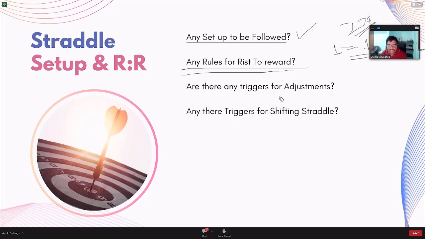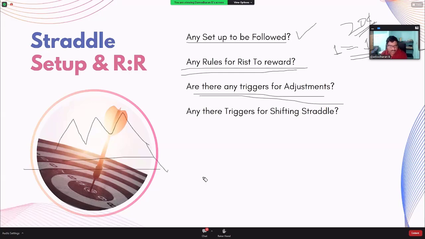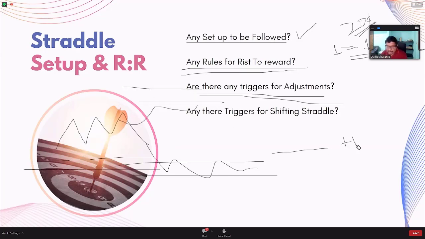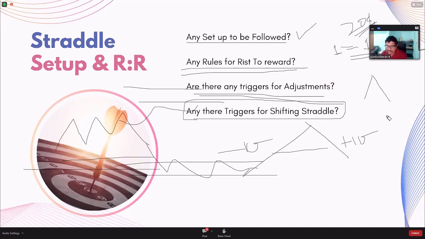Sir, any trigger for adjustment? As I said, mark the swings. Then when the swings break down, adjust your 1 sigma to accommodate your payoff. Are there any triggers for shifting the straddle? Yes. If you are taking a position today, say there is a monthly expiry, and within 2 days the market is making a move, then shift the straddle. Easily you can shift the straddle.